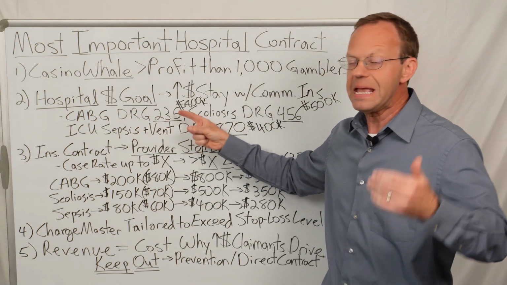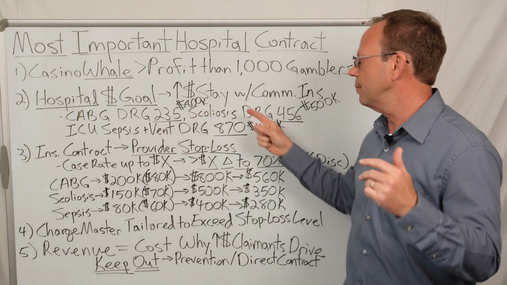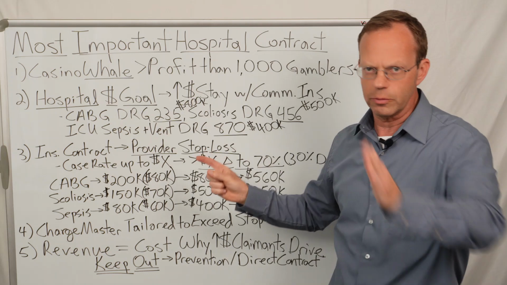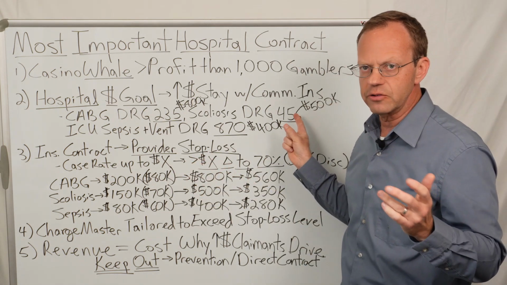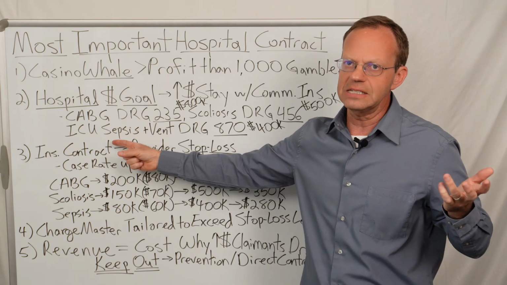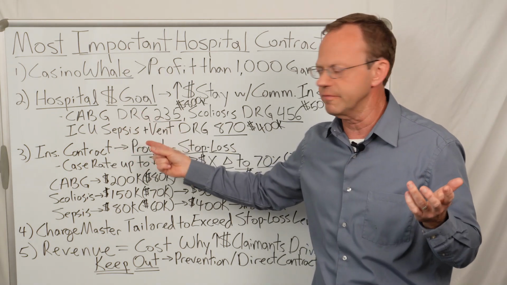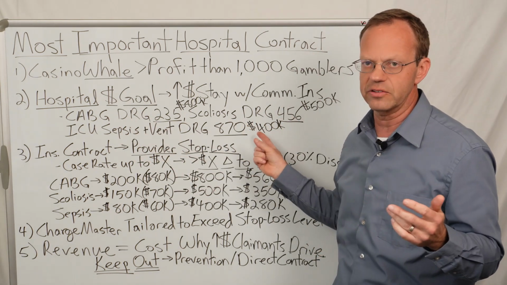Where the billed charges for the CABG might be $800,000. The billed charges for the scoliosis surgery, which is a lateral curvature of the spine, is $500,000. And the billed charges for the ICU stay for sepsis plus being on a ventilator might be like $400,000.